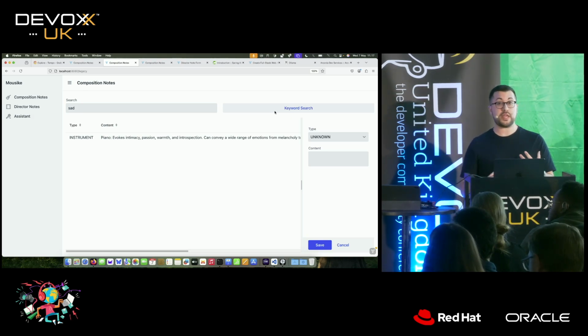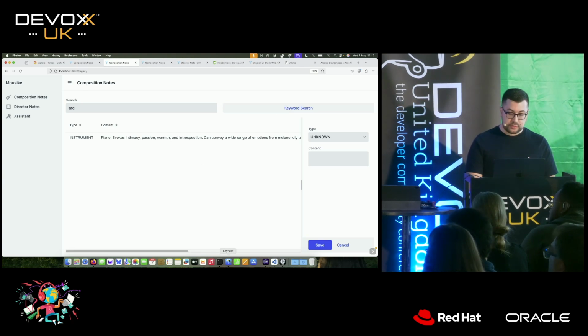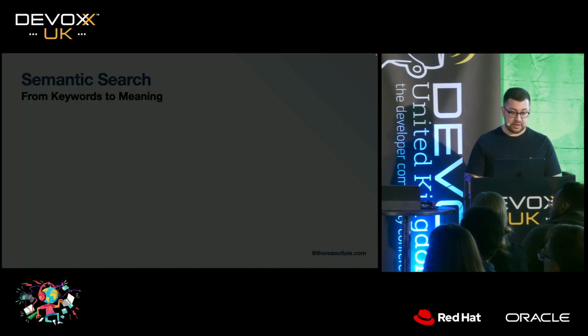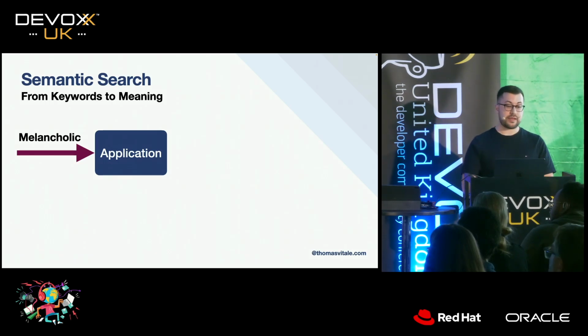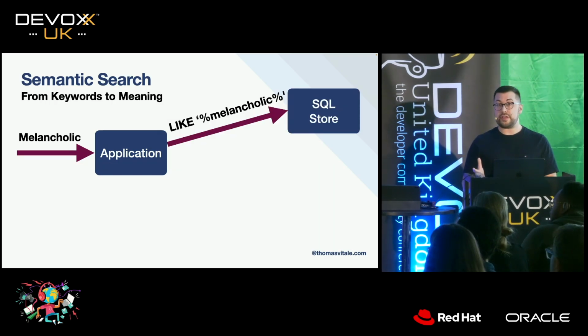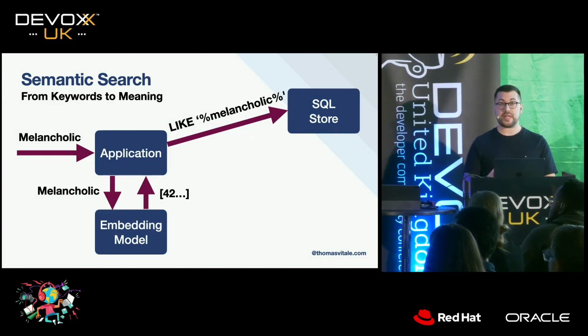So I don't want to search by keyword, I want to search by the meaning of the word. That's what we call semantic search. Now, let's say I have a keyword like melancholic. If I use a normal SQL query, like I'm using PostgreSQL in my application, I can search for all the entries that contain the word melancholic. If I want to use a semantic search, so searching by the meaning of the word, I first need to extract the meaning of the word somehow, in a way that can be recognized by a machine. That's why we use embedding models.